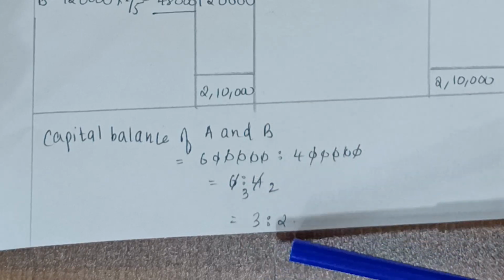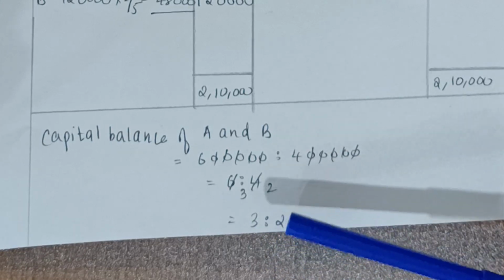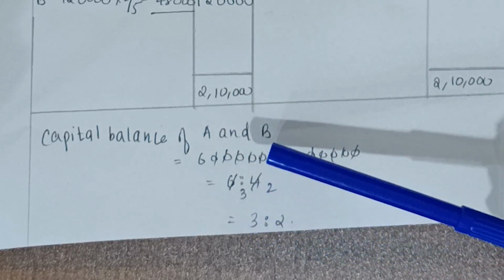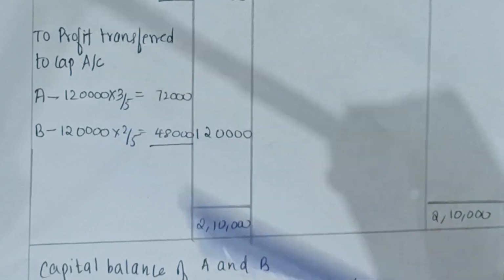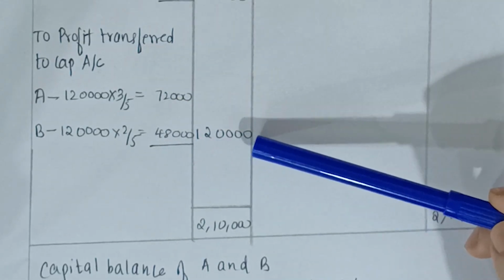And what I said, when we have ratio, what we have to do is we have to add it up. So 3 plus 2 is 5. So the denominator will be 5. So A's ratio will be 3 by 5, B will be 2 by 5. So here I have showed you all the calculations. 1,20,000 into 3 by 5 is 72,000. 1,20,000 into 2 by 5 is 48,000. So when you add this up, it has to come to 1,20,000.